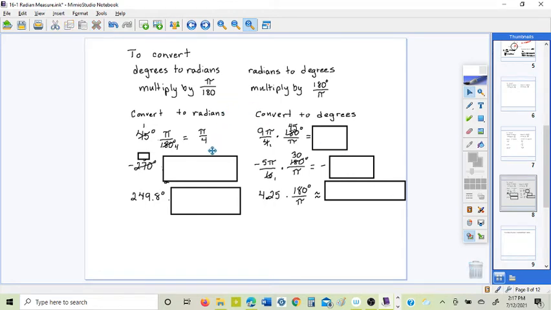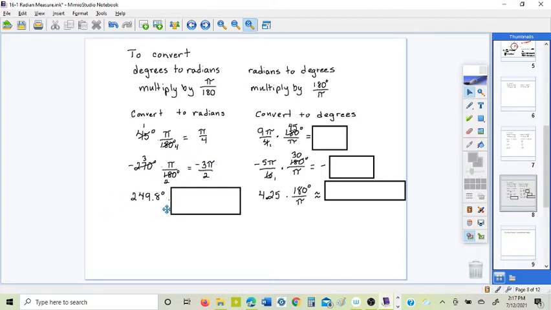So 45 degrees is pi over 4 radians. Negative 270, you can have negative radians as well. So we multiply by pi over 180. 90 goes into 270 3 times. 90 goes into 180 twice, so you can once again cross cancel. And the right way to write that would be negative 3 pi over 2, or negative 3/2 pi also would be a very common way to write that.